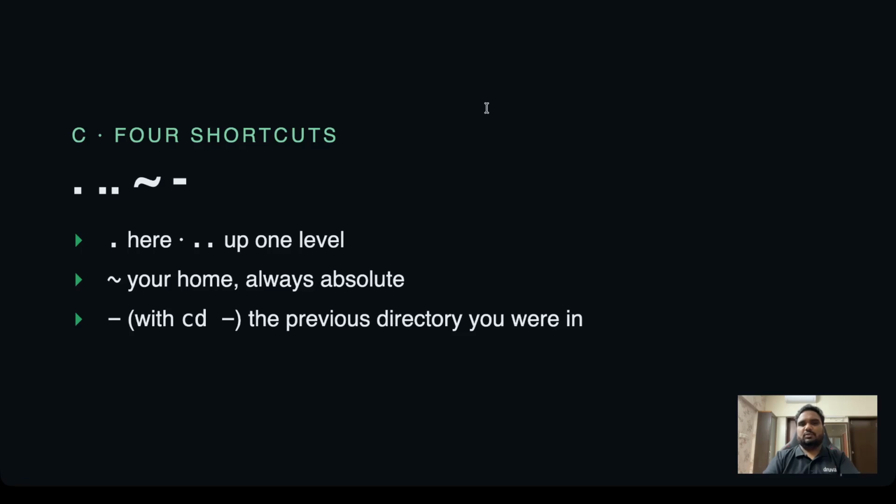4 special symbols, 4 shortcuts, and they are not extra syntax to memorize separately. They are just relative paths with reserved meaning. Dot: here, the current working directory itself. Dot dot: up one level, the parent directory. Tilde: your home directory. Absolute, no matter where you currently are. And dash, used specifically with cd dash: the previous directory you were in. A quick way to bounce back and forth between the two places while you are working.